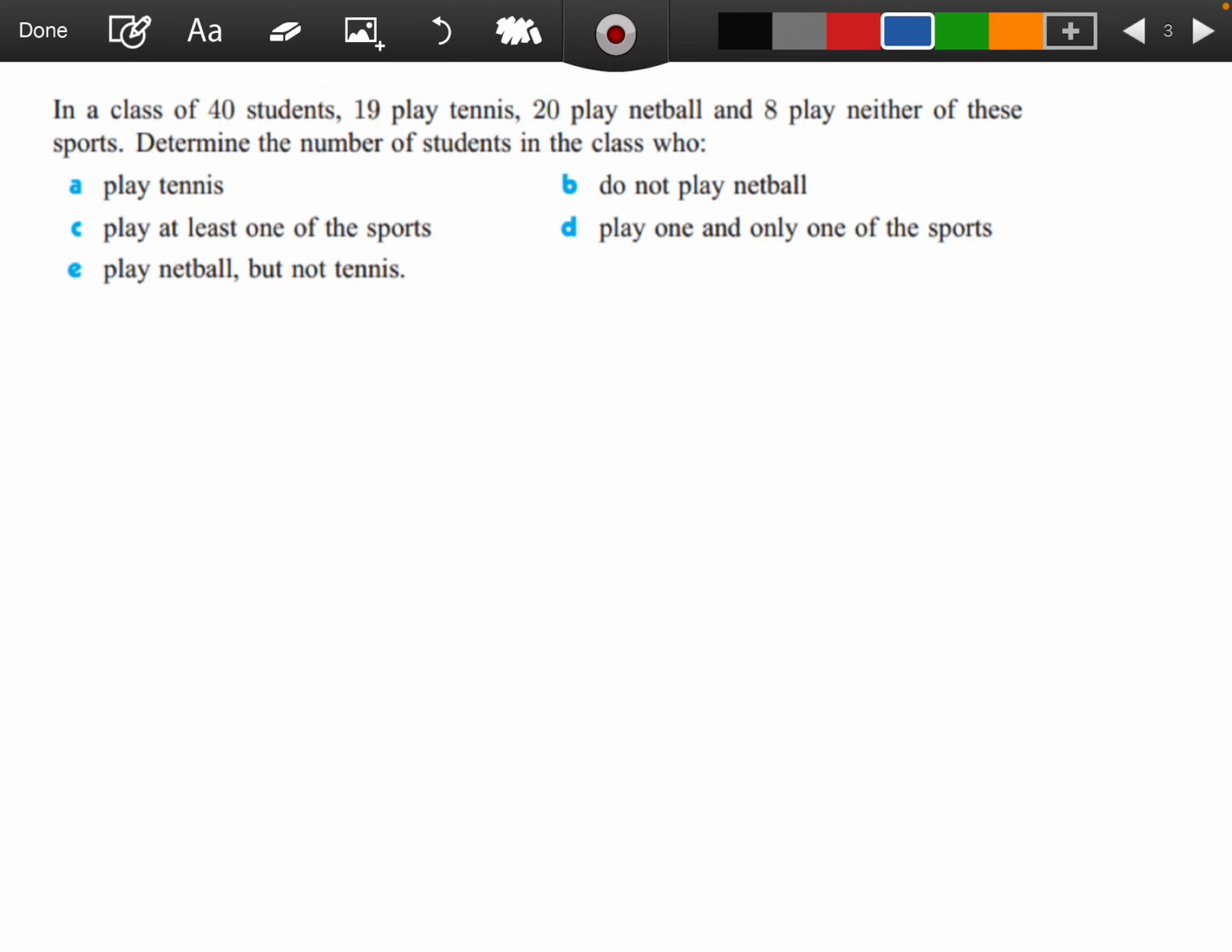Okay, last example we're going to go through. Class of 40 students. 19 play tennis, 20 play netball, 8 play neither. Determine the number of students in the class who... So we're going to start with a Venn diagram, even though this question doesn't ask us to, most will.